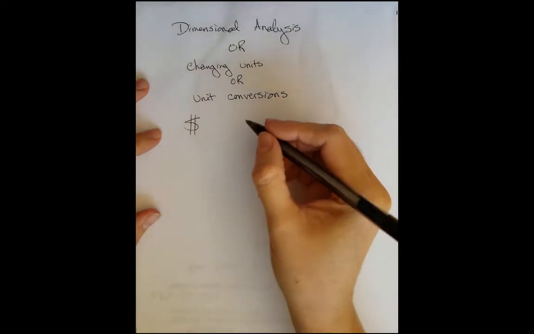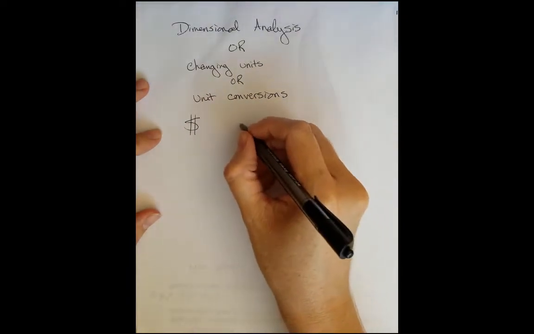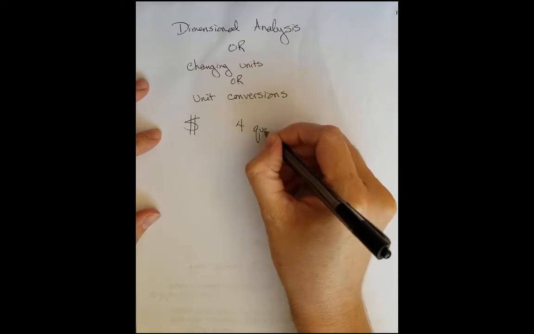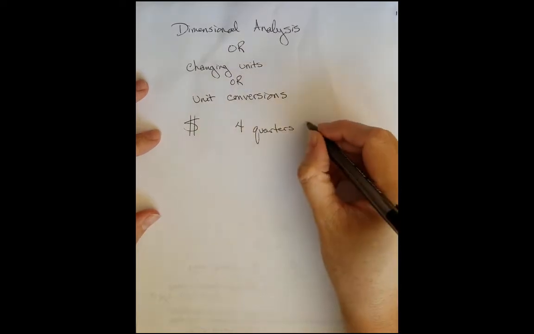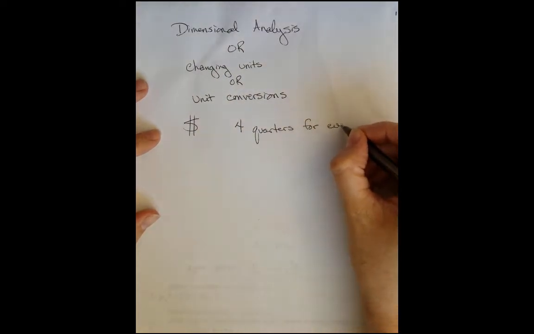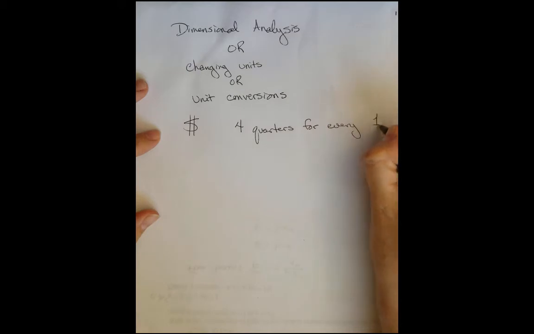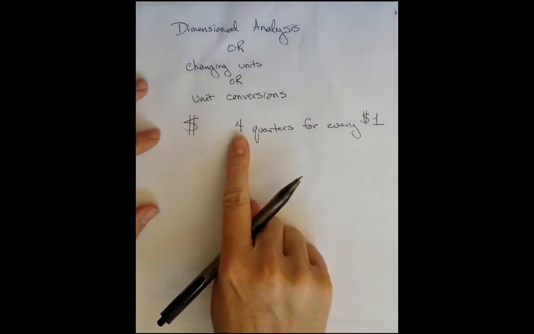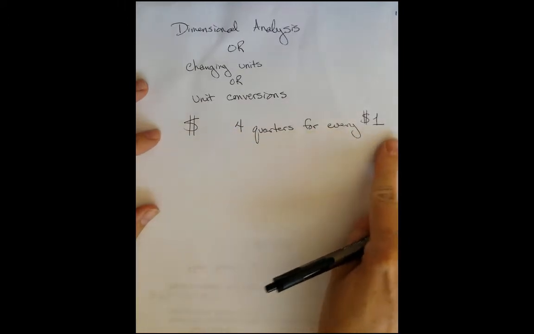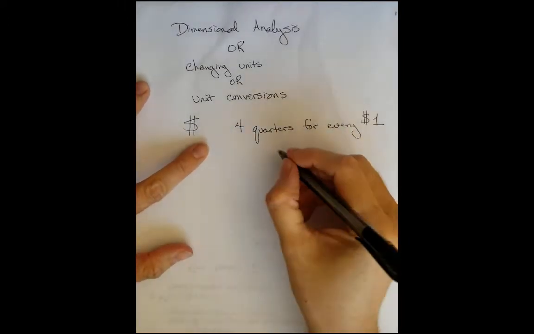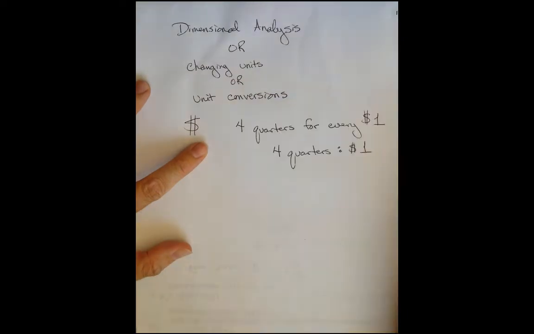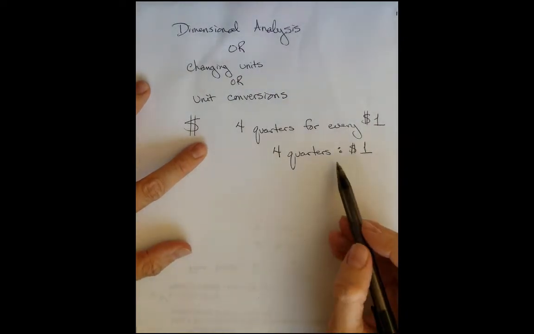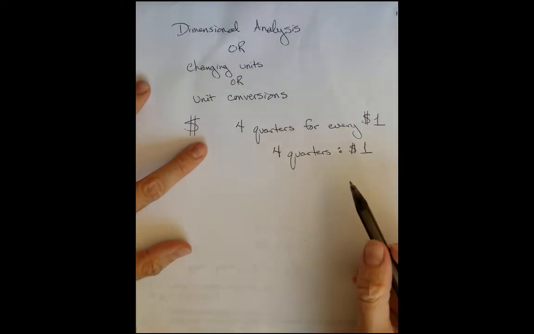So in the US, we can talk about things like that there are 4 quarters for every dollar. So I can write this sentence, 4 quarters for every $1. I could also make this a ratio. So with a ratio, I could just use this colon.